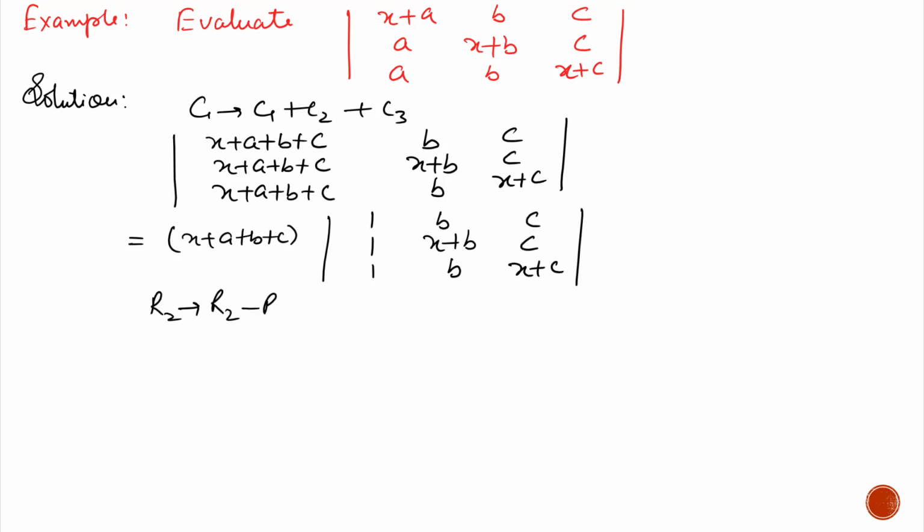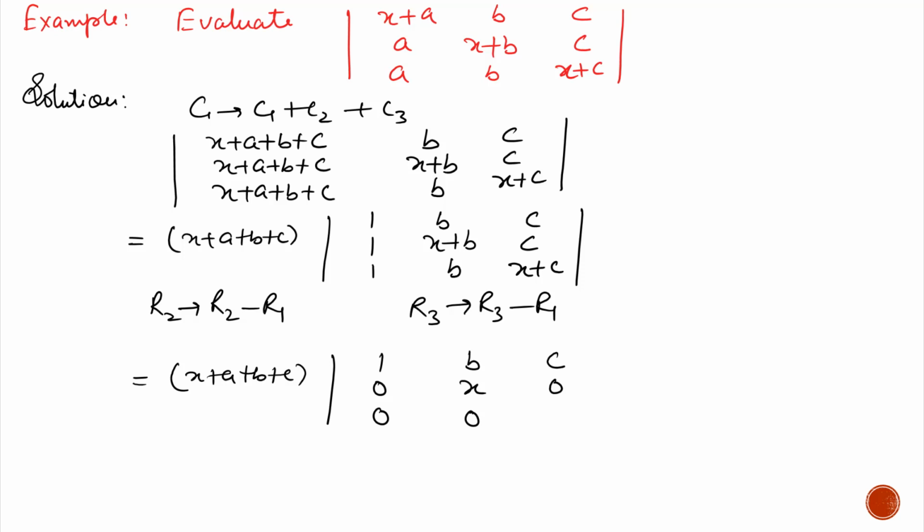Whenever we have triple 1, we make 100 using R2 equals to R2 minus R1 and R3 equals to R3 minus R1. x plus a plus b is common. Now there is no change in the first row, but the second row and third row after using the operation will get 0, x, 0 and 0, 0, x. Whenever we have 3 zeros like this, the answer of the determinant is the multiple of diagonal elements. So we'll get 1 into x square. So the answer is x square into x plus a plus b plus c.